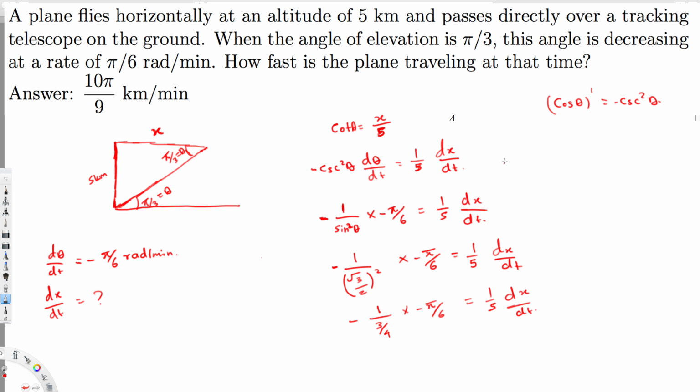Let's swap this one first. Since this is 3/4, it becomes minus 4/3 multiplied with minus π/6. So this can become 3, this can become 2, and equal to 1 over 5 dx/dt. Then if I multiply both of them together, it's going to become plus, because minus times minus is plus, so it's going to be plus 2π/9 equal to 1 over 5 dx/dt.